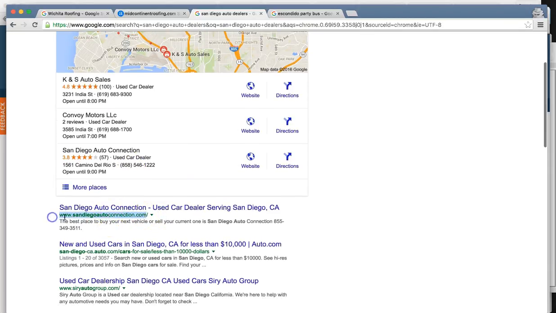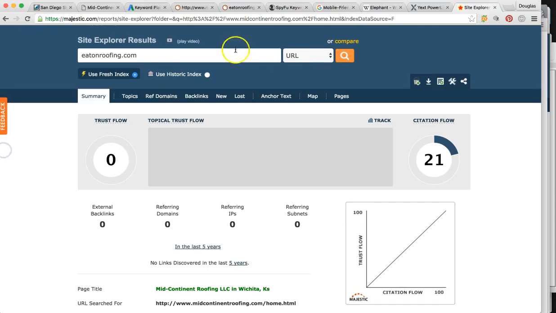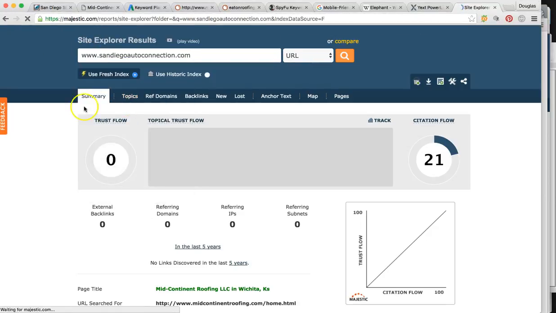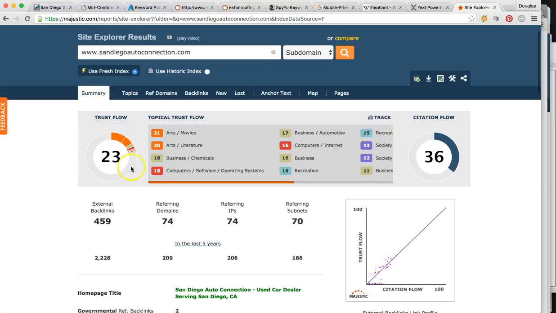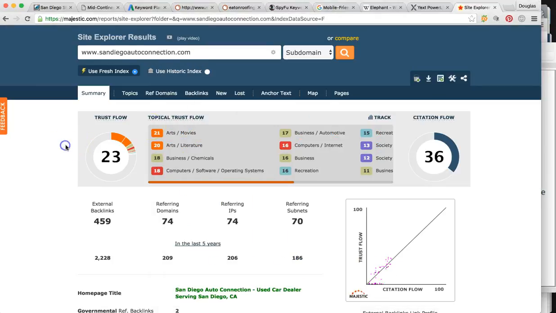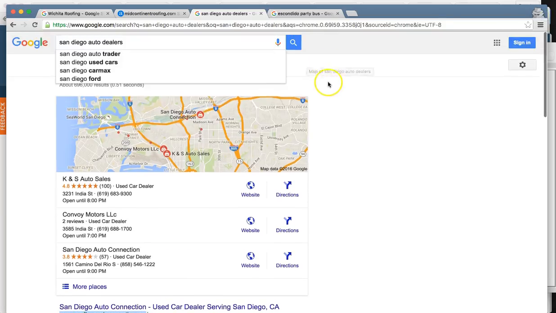Look at this. Let me show you the power of the site that we have built for them. I'm just going to copy and paste right into here. Look at this: 74 links and a trust flow of 23. That's above 20. That is very high power. That's why they're number one, in such a tight market in a 3.5 million population search too.